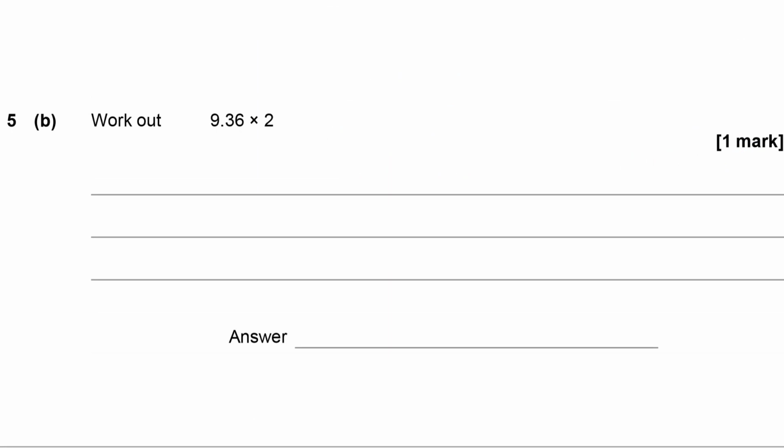Question 5b, work out 9.36 times 2. I like to do Napier's Bones method for multiplying. So you have little squares like that, as many squares along as you have digits, and as many squares down as you have digits like that. And the decimal point was there. So 9.36 times 2. 9 times 2 is 18, so I can write 1 there and 8 there. 3 times 2 is 6, 0 there, 6 there. 6 times 2 is 12, 1 there, 2 there.